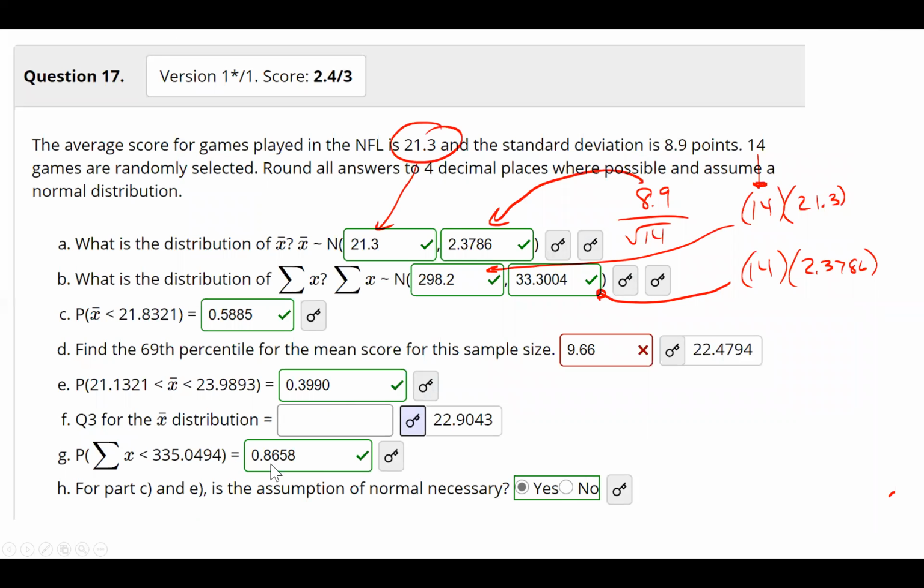Okay, so we got that right here. We got Q3, that was that 75% that we did over there. All right, and the assumption for part C and part E is the assumption of normality. And yes, it is, because of the sample size. That's what we need. Okay, chapter 8, last chapter, here we go.